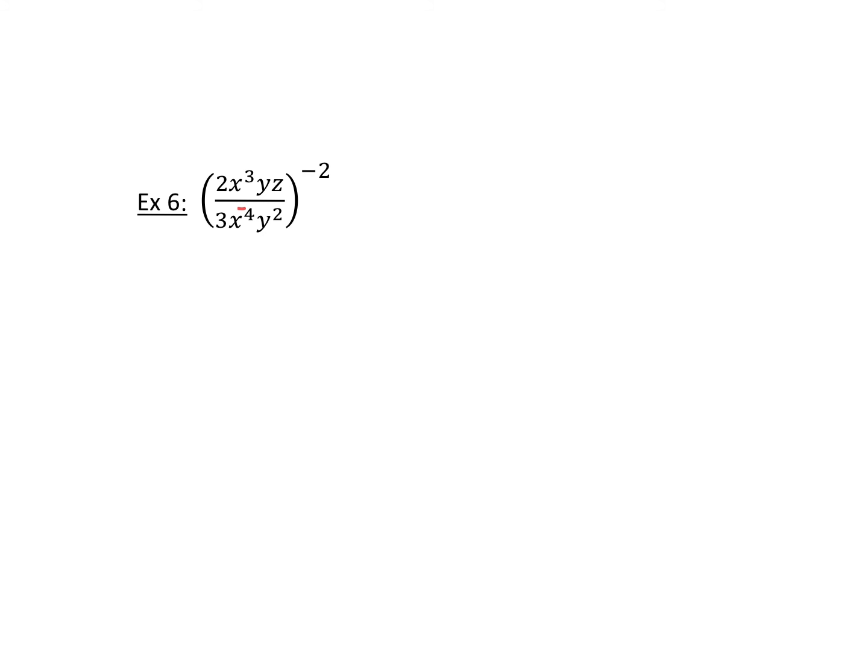I have a fraction to a negative exponent. I am going to first start with the negative in the exponent, meaning reciprocal. So I'm just going to flip this. I'm going to move 3x to the negative fourth y squared to the numerator. Notice that the negative in the fourth power stays. Okay, because I'm just taking the reciprocal right now, over 2x cubed yz, and now it's to the positive second power. Okay, now I'm just going to square everything.